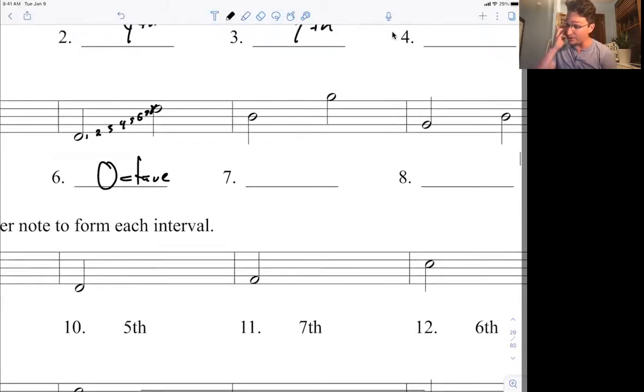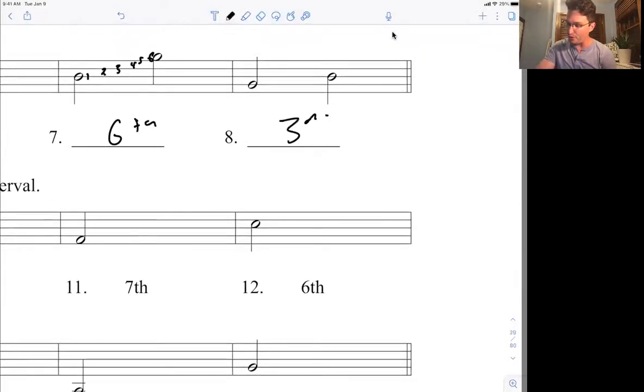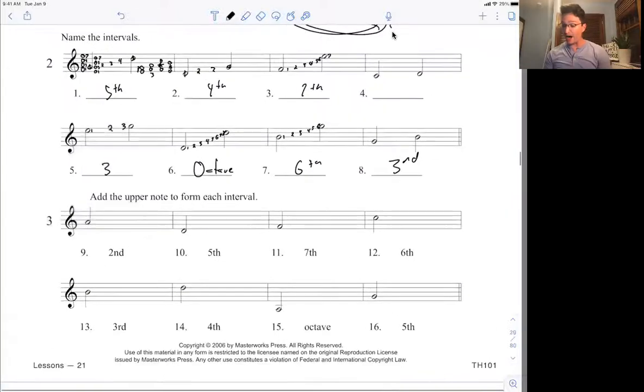And then this one is going to be a line to a space. So we know it's not going to be a 1, 3, 5, or 7. So that's going to be 1, 2, 3, 4, 5, 6. So that's a sixth. And then this is going to be a third because it's a line to a line.